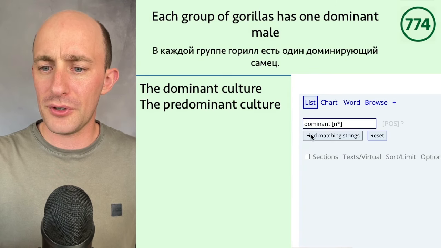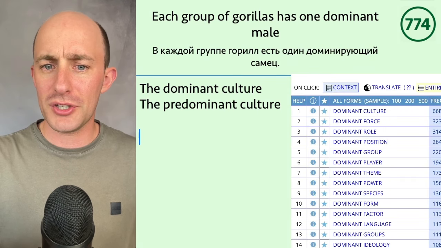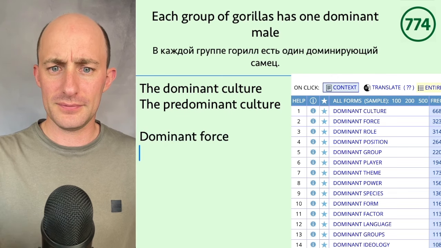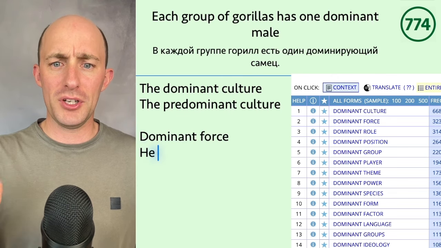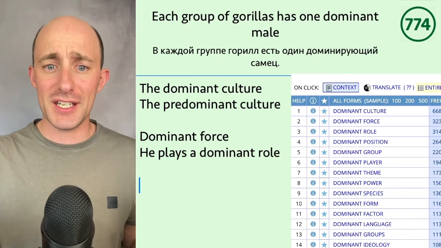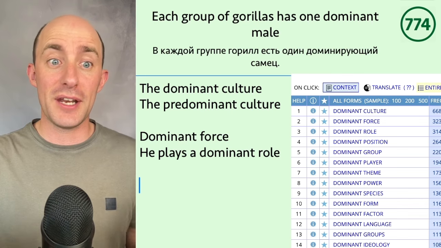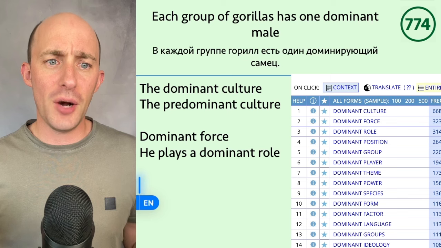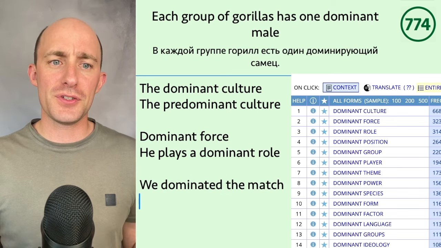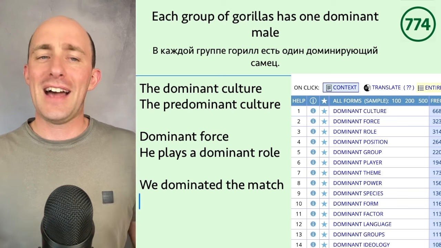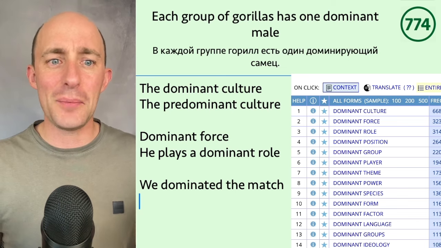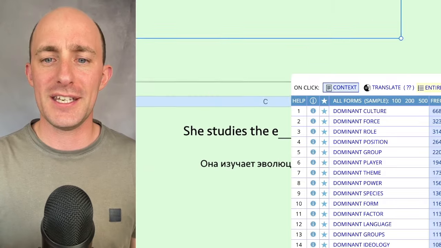What did we get for dominant? We got the dominant culture, the dominant force. He plays a dominant role. So dominant is the adjective. The verb is to dominate. We dominated the match. That phrase is often used in football. If one team had all the chances, they played all the football, they dominated. They were the dominant team.